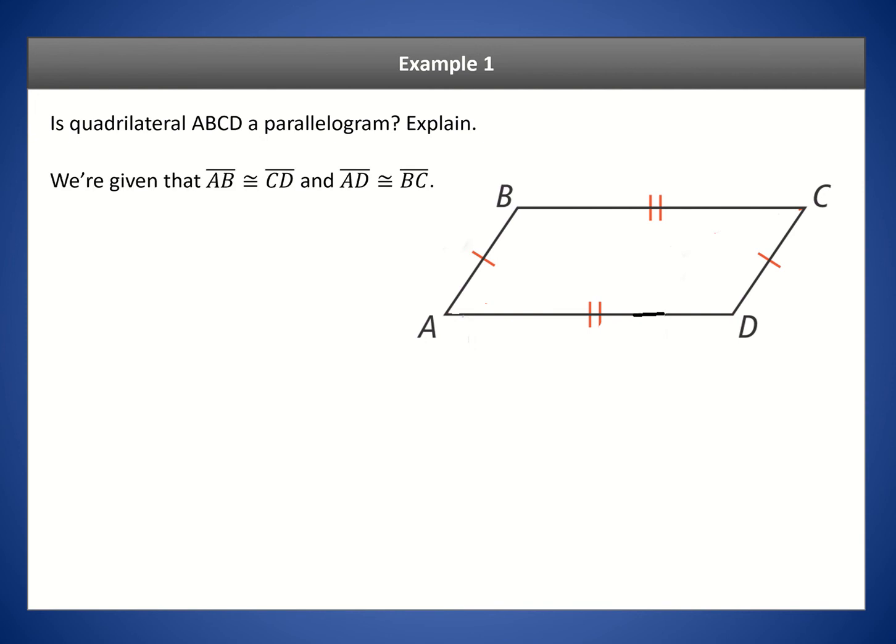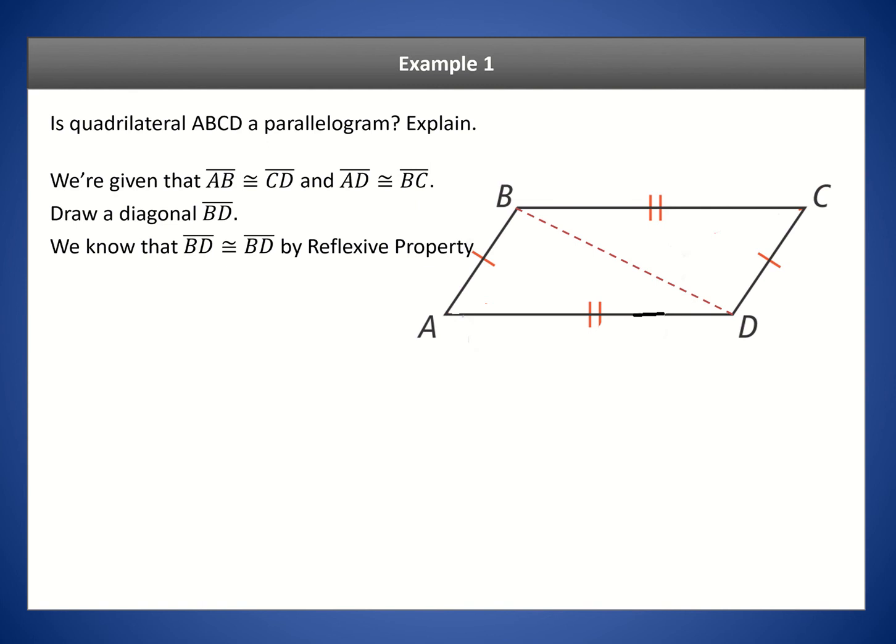So we're given that AB is congruent to CD, and AD is congruent to BC based off of the tick marks here that you can see. And what we're going to do is construct a diagonal to help us with this proof. So we know that this diagonal BD is congruent to itself by the reflexive property. So we can put a separate tick mark there and say that it's congruent to itself. This is because when we draw this diagonal, we end up with two triangles, and we want to show that these two triangles are congruent.